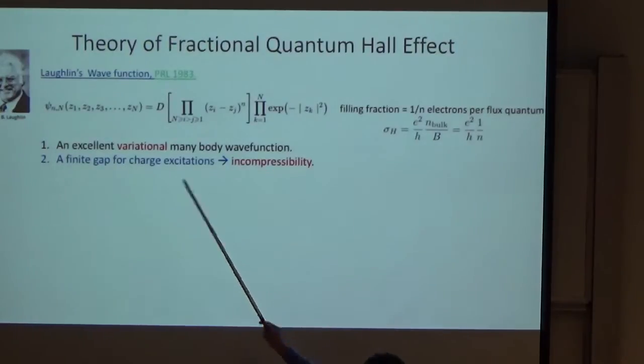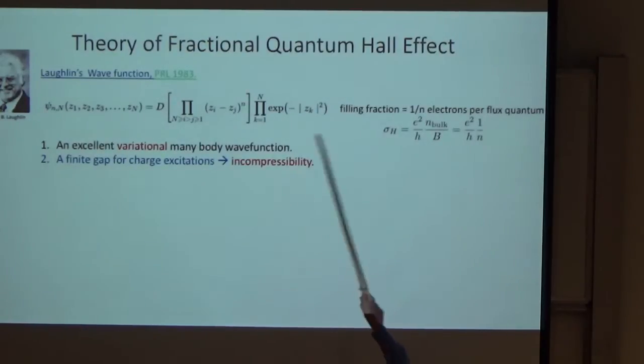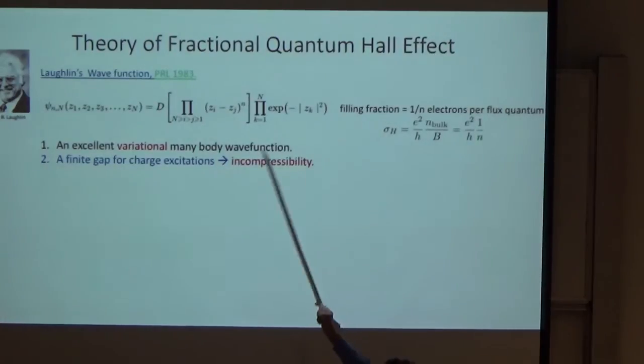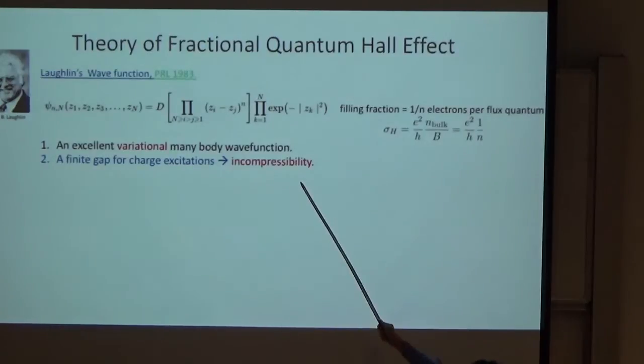But he gave another argument, which was more interesting: a finite gap for charge excitations. And that means incompressibility. That means you cannot change the charge. You have the charge exactly given by 1 over n. You cannot change it without costing energy. This he managed to show. And once you have an incompressible state with a fractional density, you have a fractional quantum Hall state. But the question was, why is this wave function good?